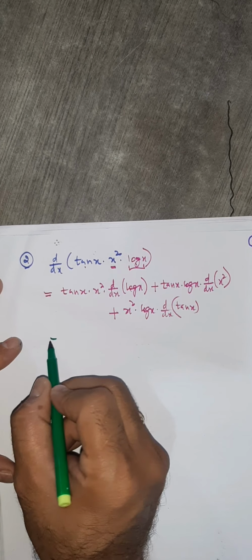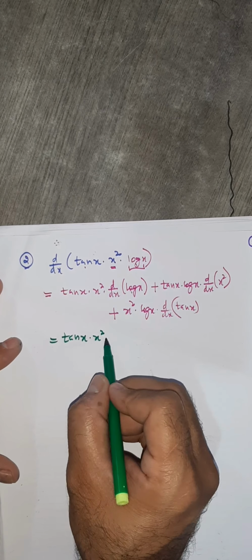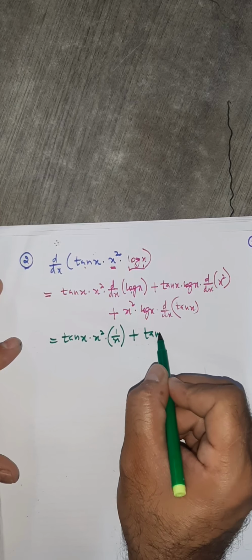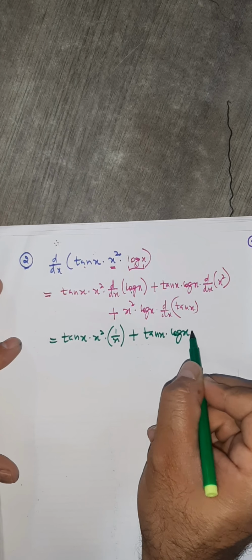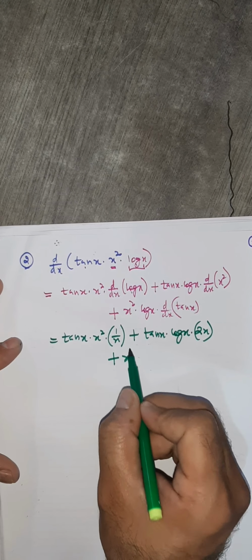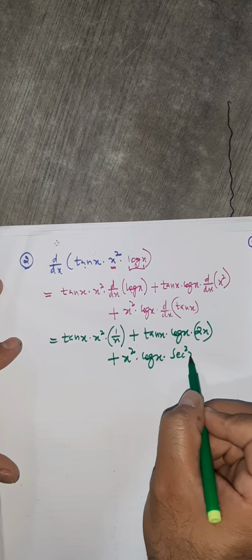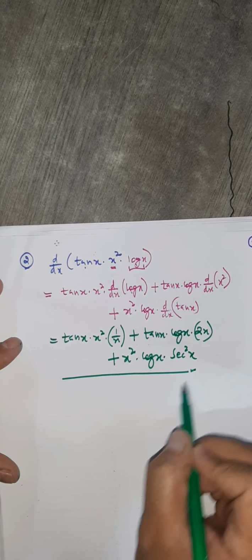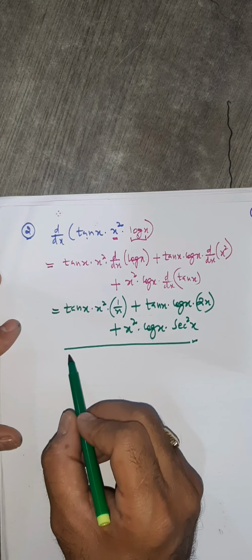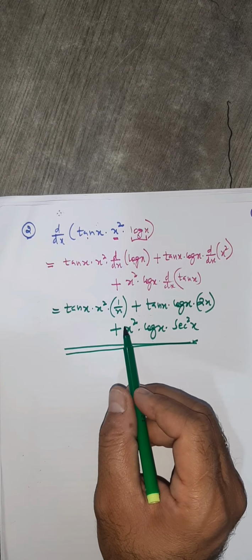Now we just write the derivatives. So 10x into x squared, into the derivative of log x, which is 1 upon x, you know. Plus 10x into log x, into the derivative of x squared, which is 2x. Plus x squared into log x, into the derivative of 10x, which is sec squared x. Fine. So you can simplify, like this x will get cancelled and so on. That's not important. The important one is differentiation. Product rule, remember.